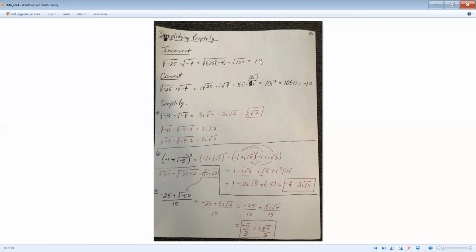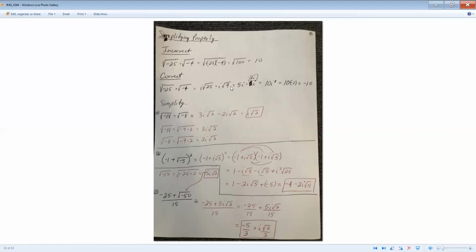Notice here we get a +10. Actually, what you need to do is bring out the i first. You reduce the imaginary part first. If you have a negative under your radical, bring out the i first before you multiply the terms. So that'll be i square root of 25 times i square root of 4. Then if you can reduce before you multiply, feel free to do so.